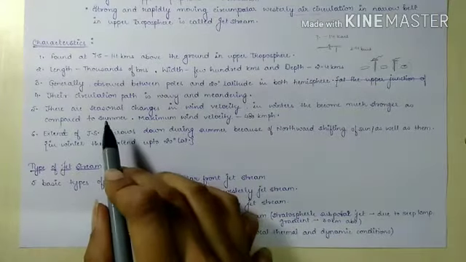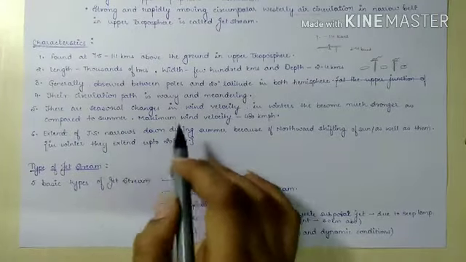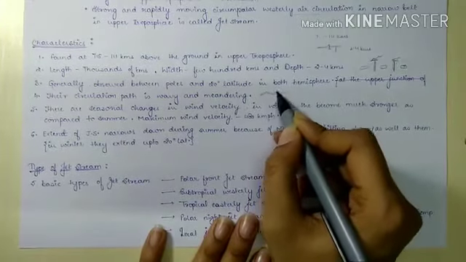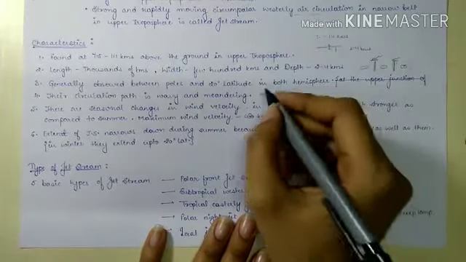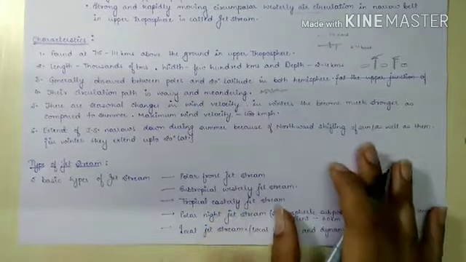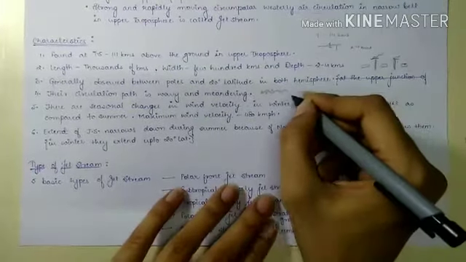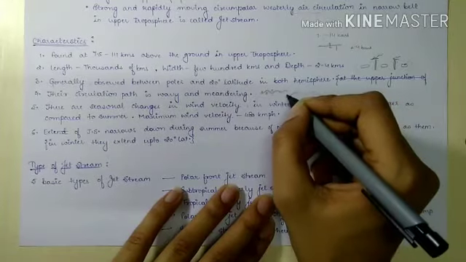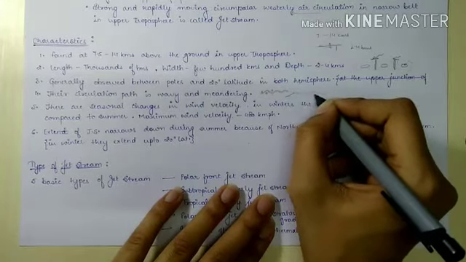Their circulation path is basically wavy or meandering. So they don't go straight. They have a waving path. Why? Because of pressure gradients. So as the pressure gradients change, their path varies. So it may be like this, or in another season it may be like this.